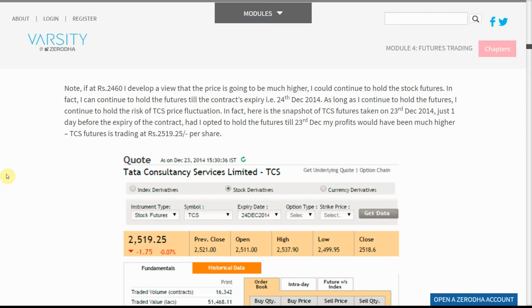As long as I continue to hold the futures, I continue to hold the risk of TCS price fluctuation. In fact, here is the snapshot of TCS futures taken on the 23rd of December 2014, just one day before the expiry of the contract. Had I opted to hold the futures till the 23rd of December, my profits would have been much higher. TCS futures is trading at 2,519 rupees and 25 paise per share.